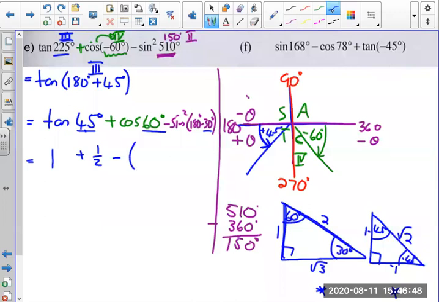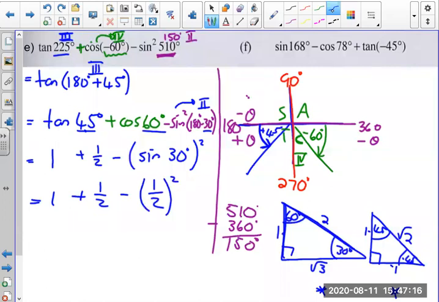Okay, let's simplify it first. That's in the second quadrant. Second quadrant, sine is positive in any case. So that can change to sine 30, and you must square the answer, although it is positive in any case. So what's sine 30? Sine 30 is a half, opposite over hypotenuse. But now you must remember you must square this answer. And this gives you 1 plus a half minus a quarter. And that will give you 1 and a quarter or 5 over 4. Doesn't matter, any one of the two will do.